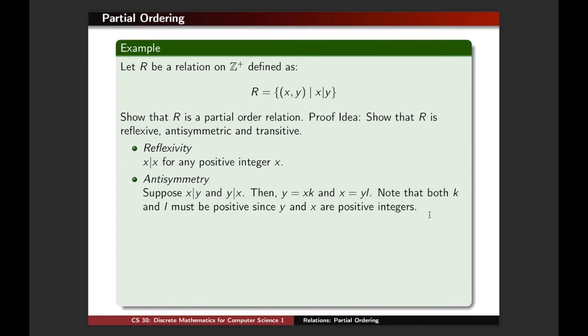Now what do we do next? Our goal is to show that X is equal to Y, right? So we combine these two in one equation by substituting one for the other. So for example, we can substitute X here using this equation. So that will have Y equals Y times L times K.